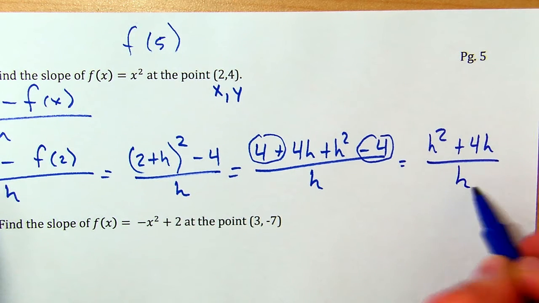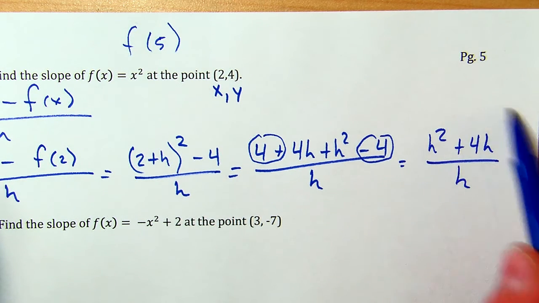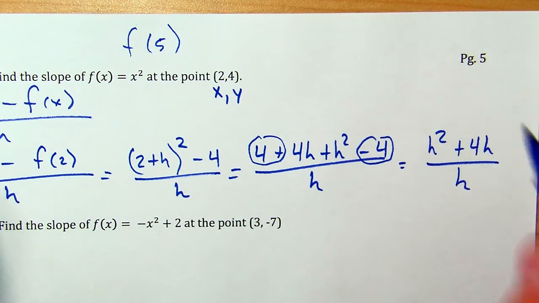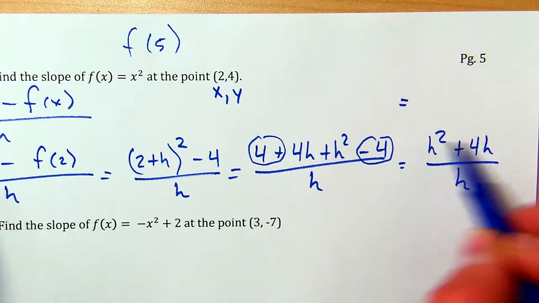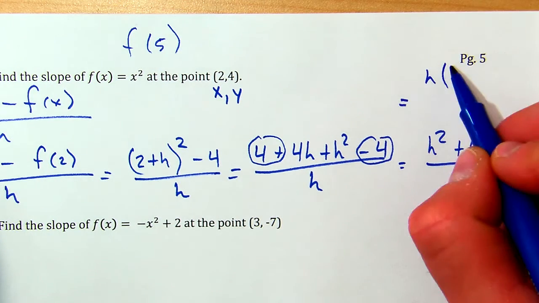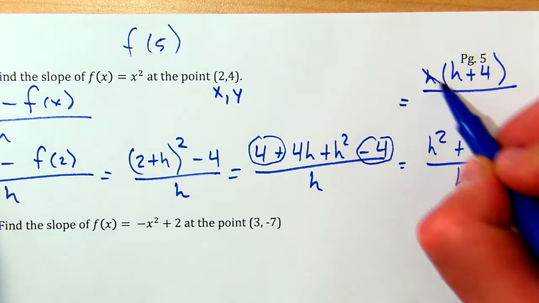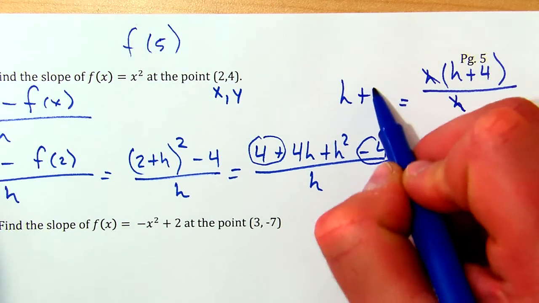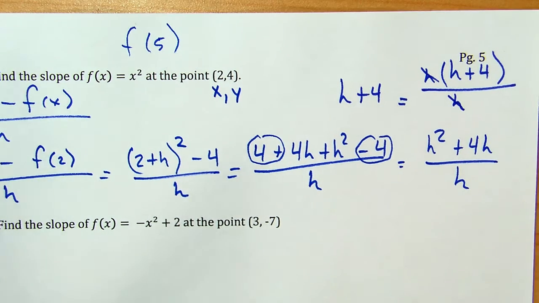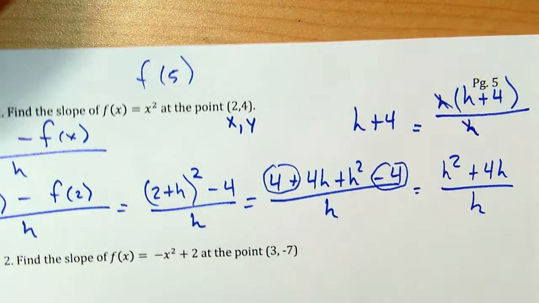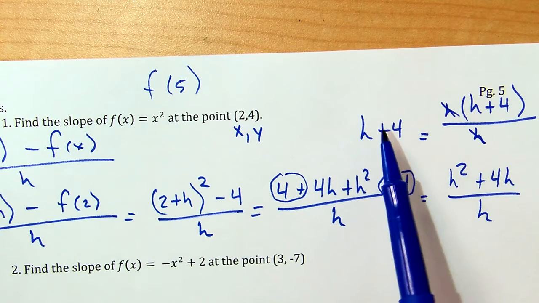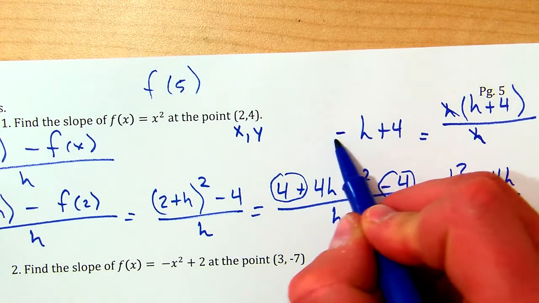You can either see that h is going to cancel out of everything, or it's not a terrible idea just to factor an h out of the top and get h times h plus 4, all over h, cancel, and I'm going to get h plus 4. Well, now let's bring that limit part back into it. If you remember our formula, we're going to take the limit as h approaches 0. So as h approaches 0, we just get 4 for an answer.